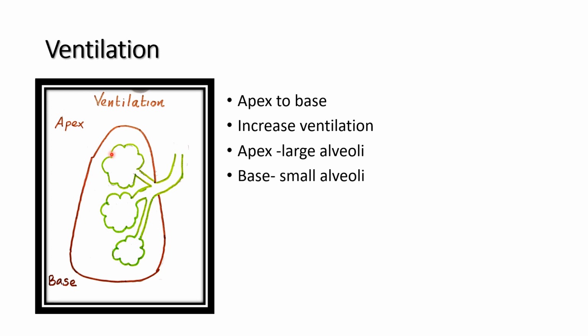The apex has large alveoli, which therefore cannot increase in size much further during inspiration. But the basal alveoli are small in size and have more stretchability, so they can increase in size. So ventilation is more in the basal region compared to the apex region. Compliance is also more in the base of the lung due to the small alveoli.